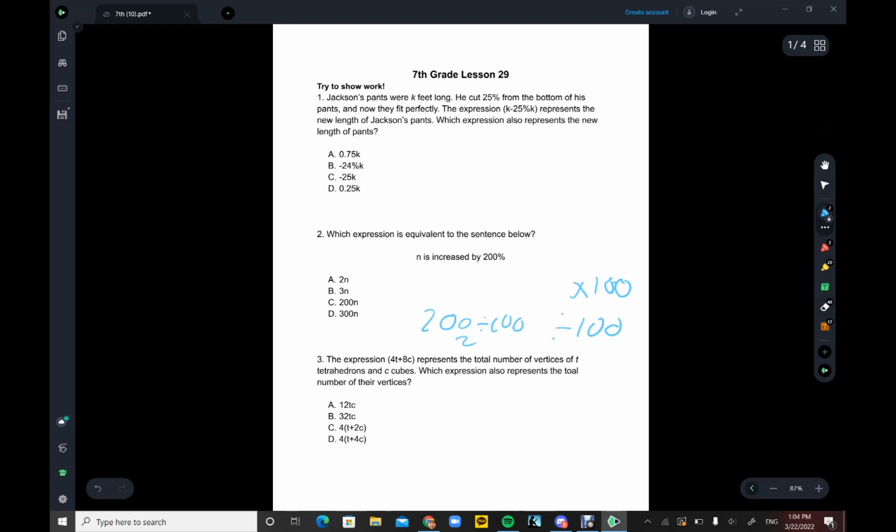So n is increased by 200% means that n is 200% of n. So right now n would equal, what is 200% of n? It's the same thing as 2n. So it would be n plus 2n because it's increased. And so then your answer would be 3n. So B.